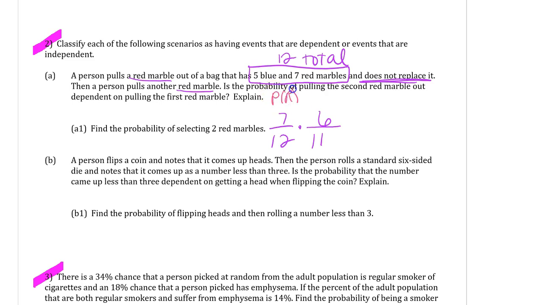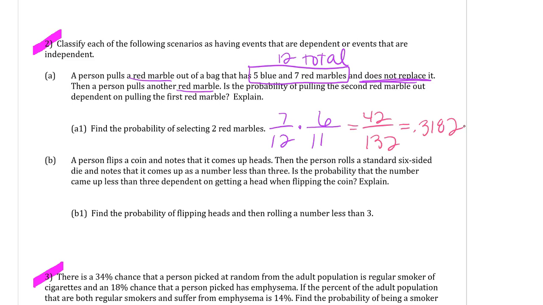The probability of selecting the first red marble times the probability of selecting the next red marble given you've already selected a red marble. That's really the formula you're doing, but I try not to emphasize that. It's really just thinking about it. So multiply across, you get 42 over 132, which if this was a multiple choice, maybe you'd see it as a decimal as well. So just be prepared for different forms of the answer.